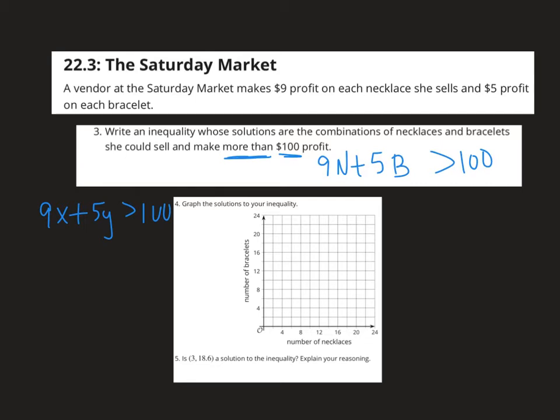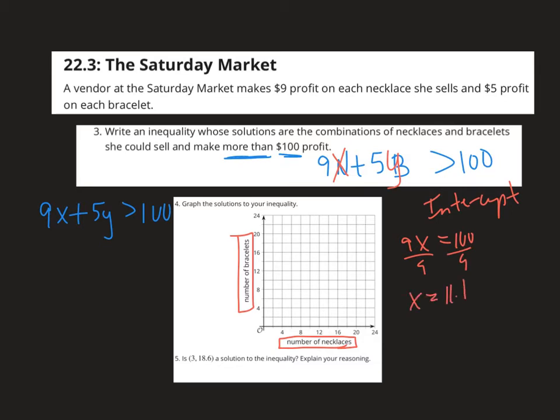Now, the reason I chose x for necklace and y for bracelet is mostly because that's how they've already labeled my graph. It's really up to you which one you want to be x and y. It's arbitrary. Now, again, I think I want to use my intercept method. So 9x equals 100 is going to be for my x-intercept. So I divide by 9, I divide by 9, right? If y was 0, then x is going to be 11.1 approximately.